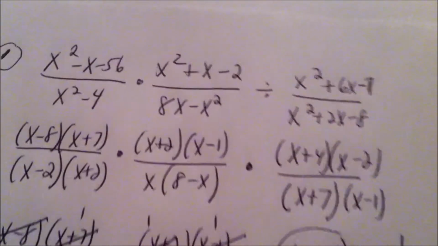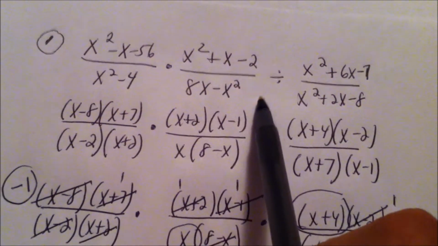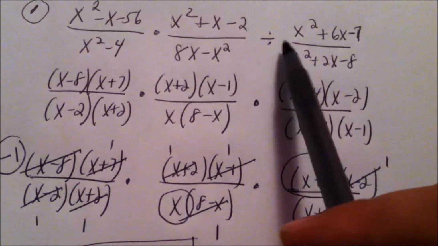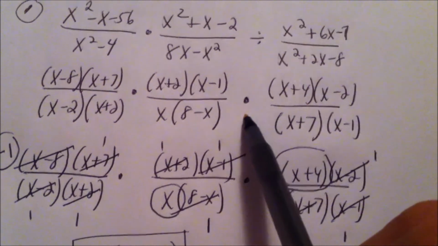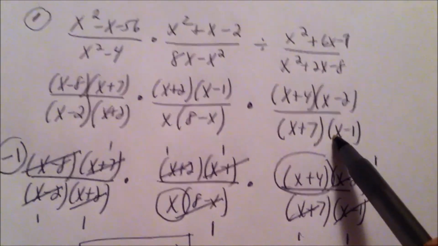This is the original problem. You can see that it is multiplication and division. And I just factor and transfer, factor and transfer. And notice that the division symbol does become multiplication, and the fraction that follows it gets flipped, reciprocated.